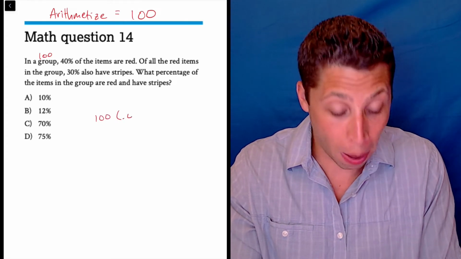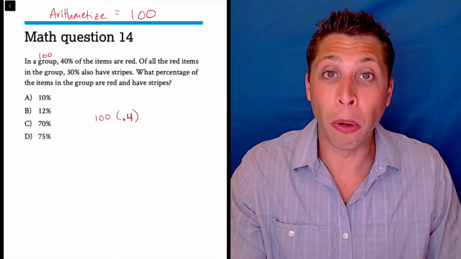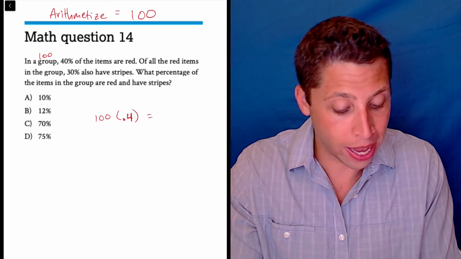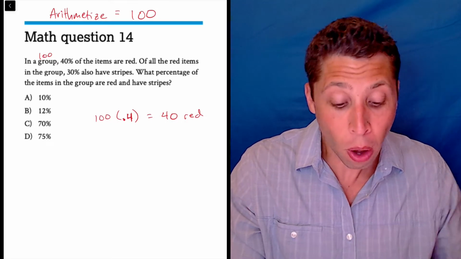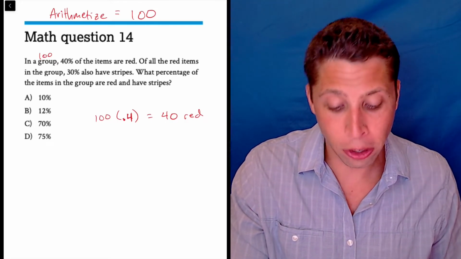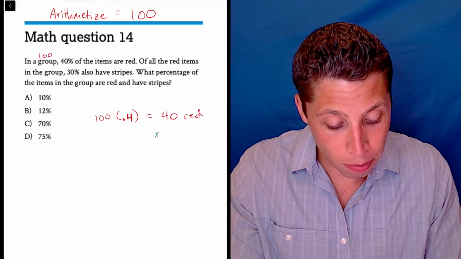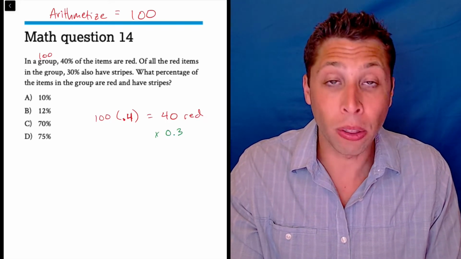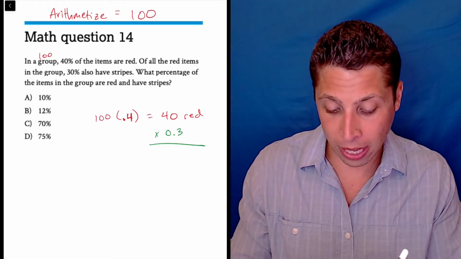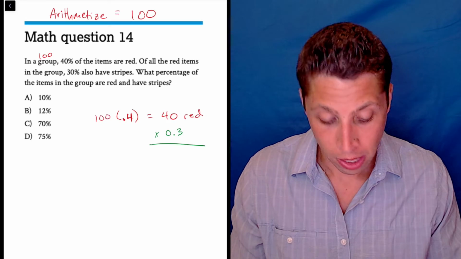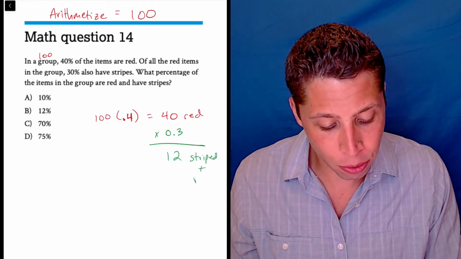So you could probably do this in your head because we chose 100, but even if you chose a different number, you're multiplying by 0.4, so that is 40 red items. Of all the red items in the group, 30% also have stripes. Okay, so of the 40, now we multiply by 0.3 to get the 30% that are stripes. So this one I'm going to use my calculator. 40 times 0.3 is 12 striped and red.